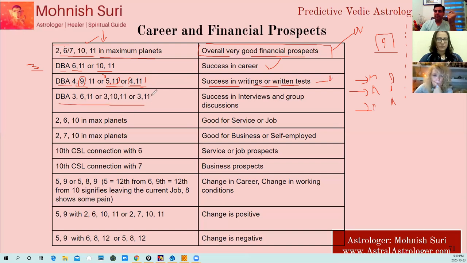Similarly, 3, 10, 11, 3 is your group interviews and group discussions. So if you are applying for a promotion where you have to go for an interview, 6, 11 is a win of the interviews. 3, 11 is if the interview is a group interview, many people are interviewing you, or you are into a group discussion where somebody is going to judge you and then make a decision. So these combinations in DBA, 3, 6, 11, 3, 10, 11, 3, 11, will give you victory over your opponent in the matters of your interviews or group discussions.